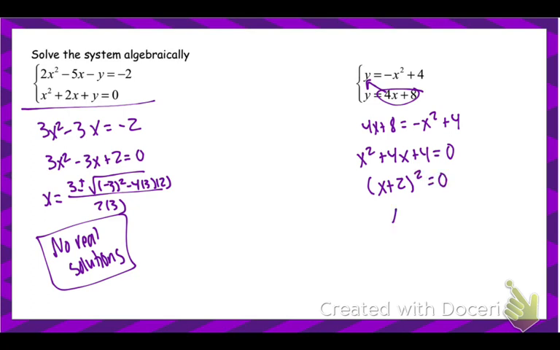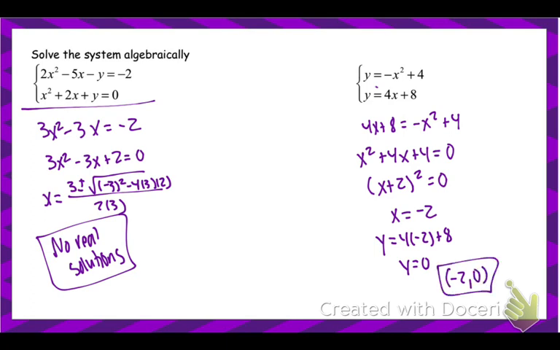Only one possible x value, which means there's only going to be, well, sorry, it doesn't necessarily mean that, but we only have one possible x value here. Okay, so I'm going to take that x value, and I'm going to plug that into either equation. I'll go ahead and do the bottom one because that's a little bit easier. So my solution here is -2, 0.